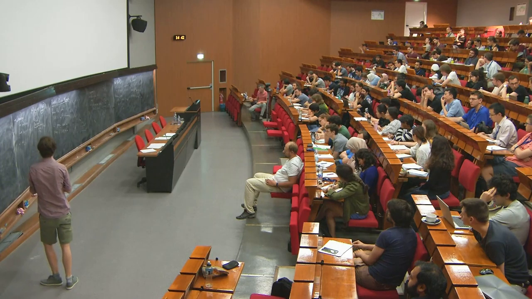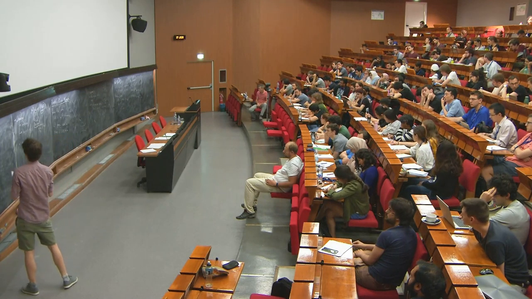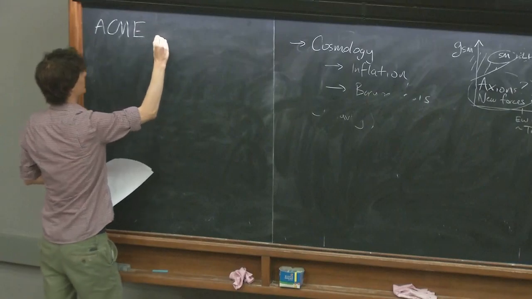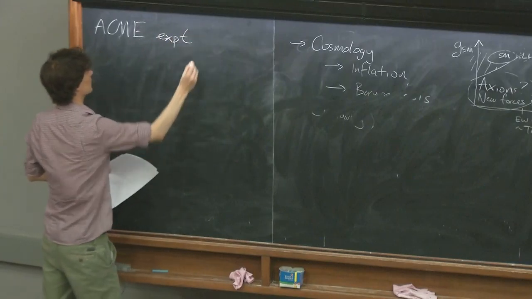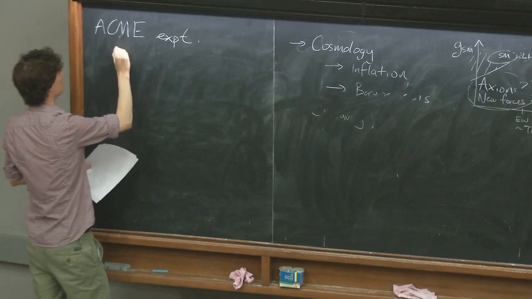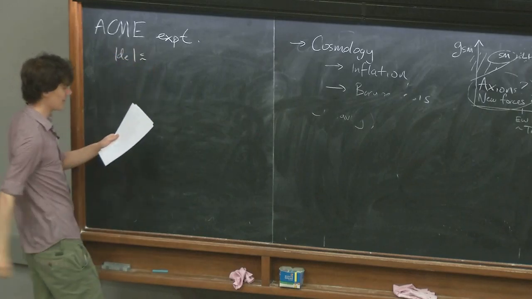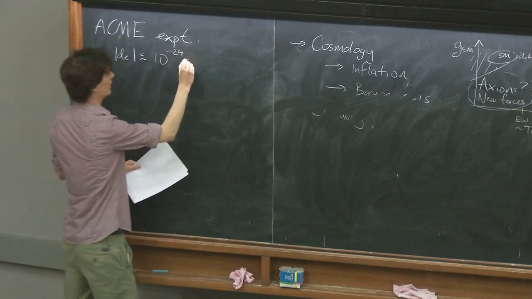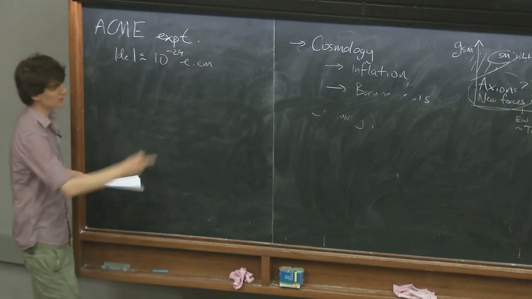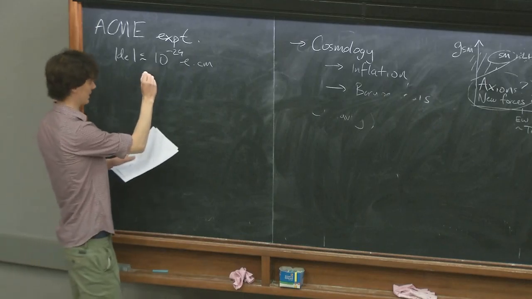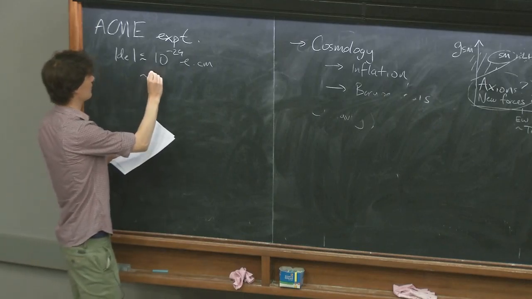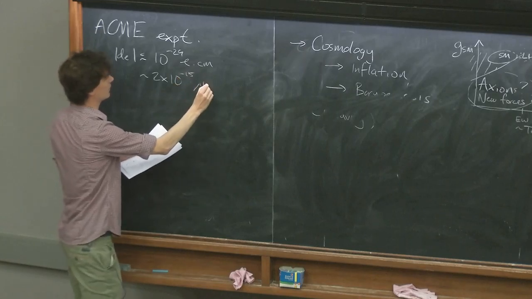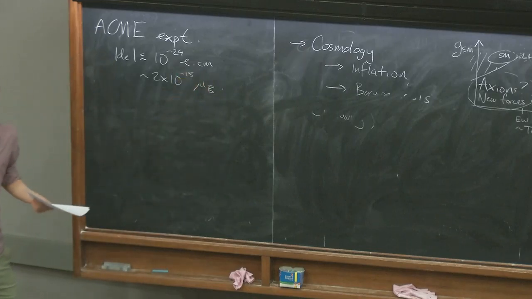So the best current bounds on the electric dipole moment of the electron come from something called the ACME experiment. And this places the bound that the magnitude of this thing has got to be less than of order 10⁻²⁹ e·cm. So putting that back in μ_B units, that's around 2 × 10⁻¹⁵ μ_B.